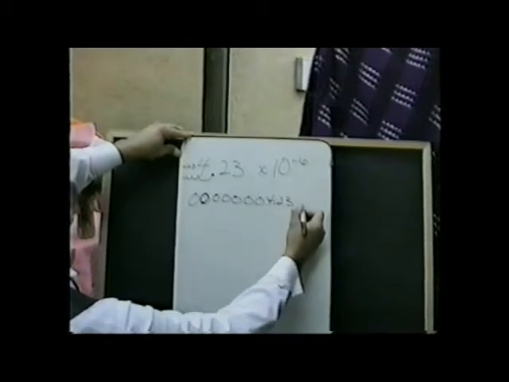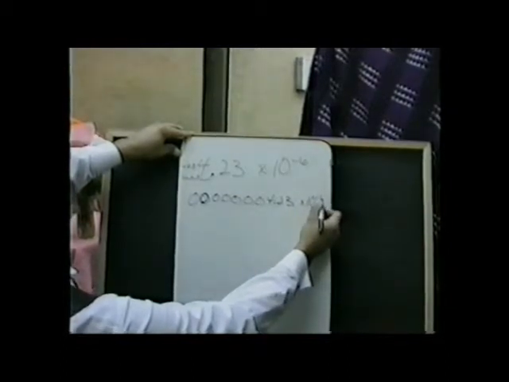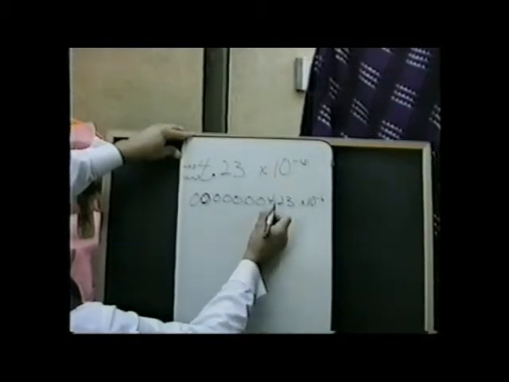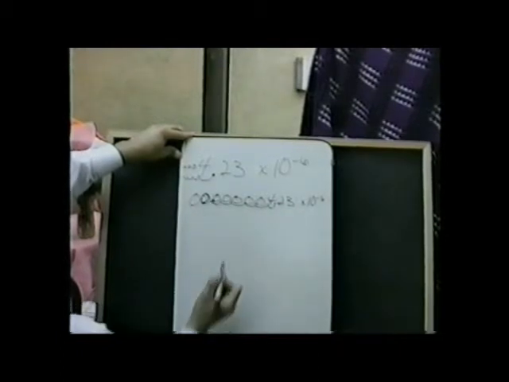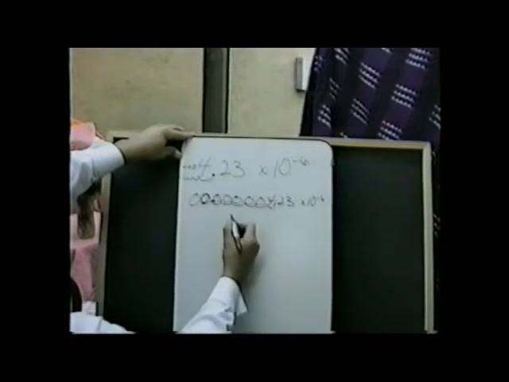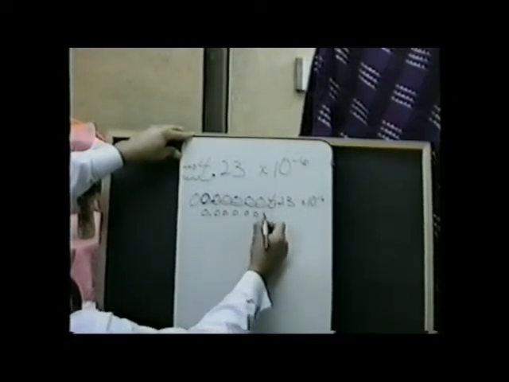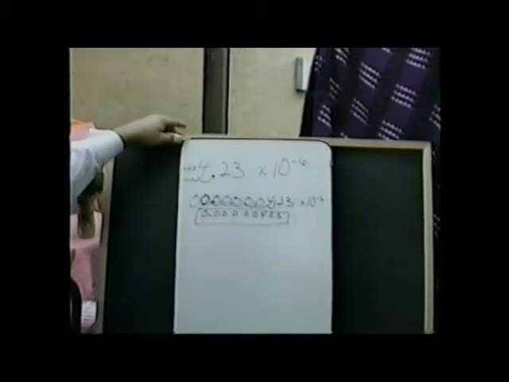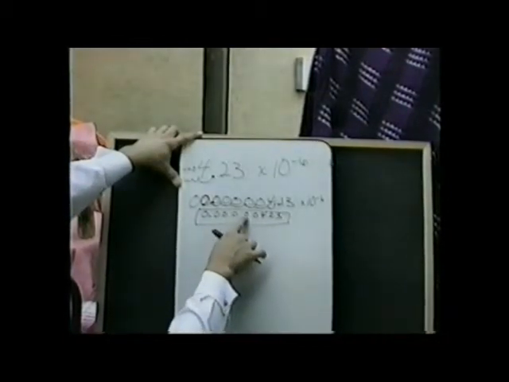Then 4.23, and that is 10 to the minus 6. So now what we can do, if we see this, is move it 6 places: 1, 2, 3, 4, 5, 6 places. So the number then would be 0.00000423. This is what the real number is. So if we were measuring this, we would measure 0.0000000.